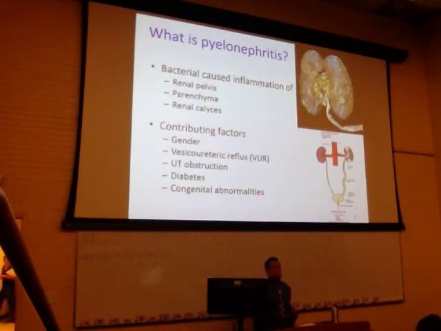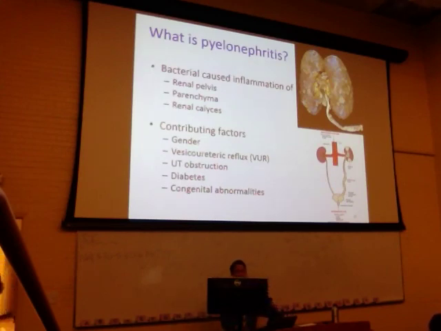So if we look at pyelonephritis, pyelonephritis is a bacterial-caused inflammation of different portions of the kidney, the renal pelvis, the parenchymal tissue, or the renal calyces. There are some contributing factors. Females are more sensitive to it than males for a couple of reasons. It's more common in women up to the age of 40. Beyond that, the percentages equal out.